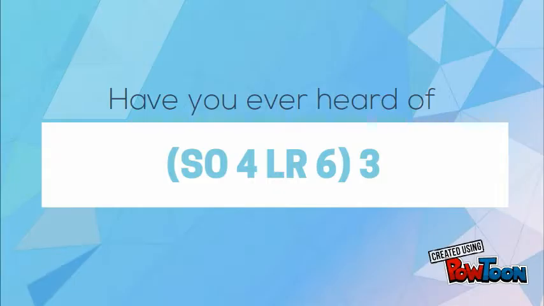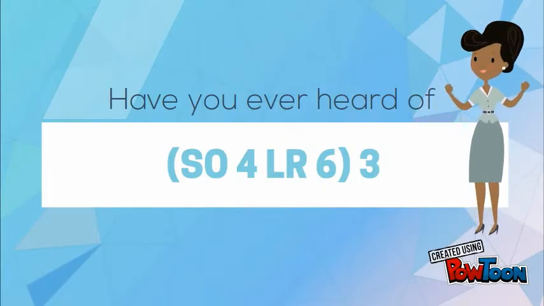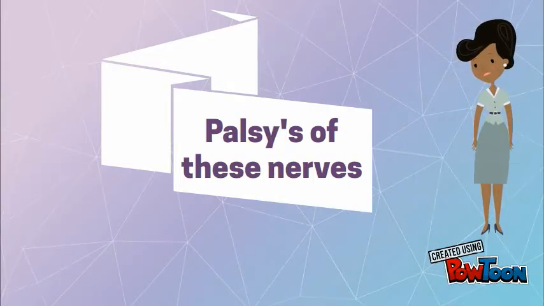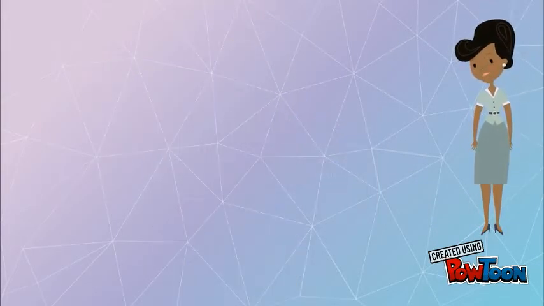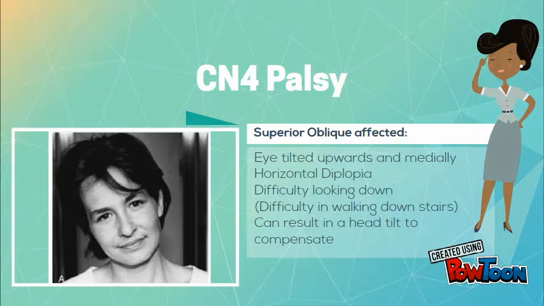Superior oblique is innervated by cranial nerve 4, lateral rectus is innervated by cranial nerve 6, and all the others are innervated by cranial nerve 3. So let's have a look at what happens when you have a palsy of each of these nerves, cranial nerves 3, 4 and 6. CN4 palsy. So superior oblique is affected. The eye can be tilted upwards and medially, they can get a horizontal diplopia and they may have difficulties looking down. To compensate for this, it can result in a head tilt like in this picture.